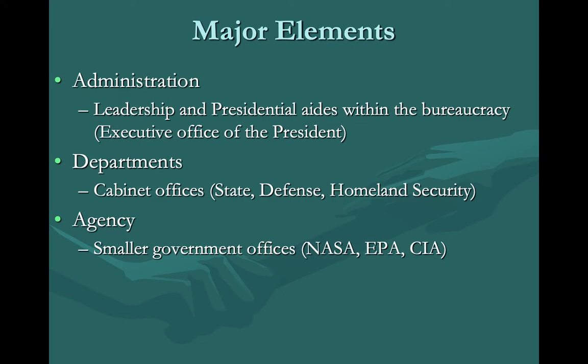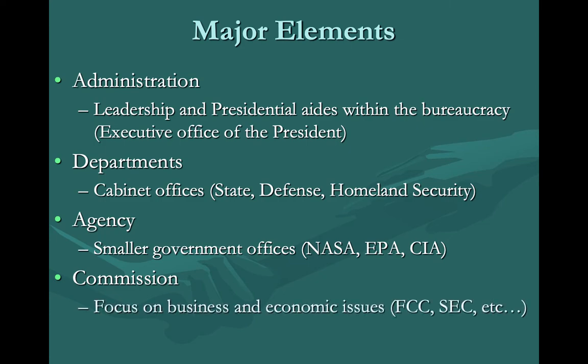We will be taking a look at a variety of independent agencies that help to shape the executive branch later on in this unit. The final element of the United States government bureaucracy is what are known as commissions. These are very similar to independent agencies. However, they exist to focus specifically on issues related to business and the economy. This includes agencies such as the SEC, or the Securities and Exchange Commission, which oversees the function and operation of the stock market and all of the laws that regulate trading within the stock market.